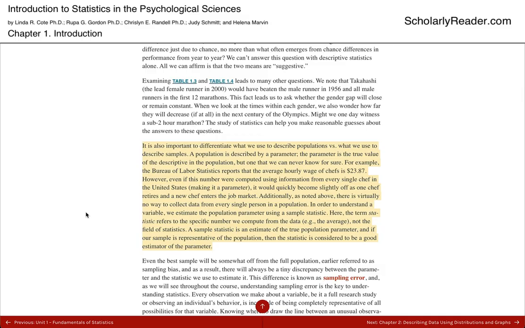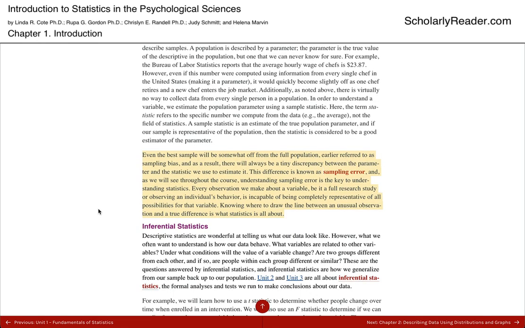Here, the term statistic refers to the specific number we compute from the data, e.g. the average, not the field of statistics. A sample statistic is an estimate of the true population parameter. And if our sample is representative of the population, then the statistic is considered to be a good estimator of the parameter. Even the best sample will be somewhat off from the full population, earlier referred to as sampling bias, and as a result, there will always be a tiny discrepancy between the parameter and the statistic we use to estimate it. This difference is known as sampling error, and as we will see throughout the course, understanding sampling error is the key to understanding statistics.